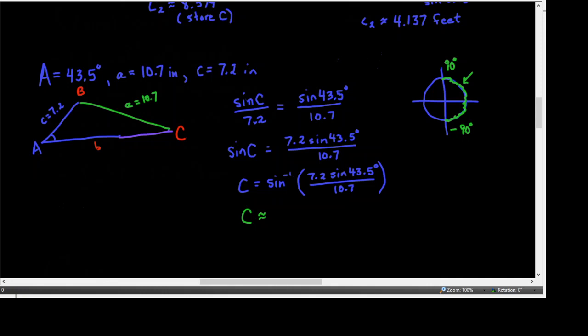All right, so anyway, you should have gotten that C is 27.593 degrees.